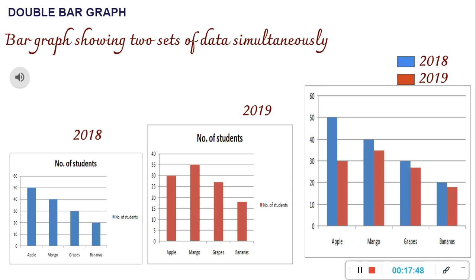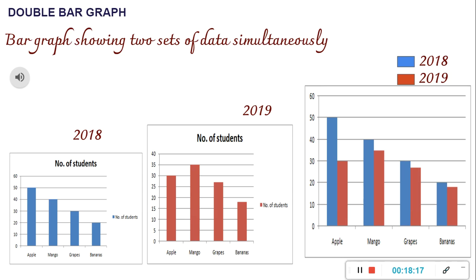The decrease is lesser in mango. The decrease is even very small in grapes. It is also quite small in case of banana, isn't it? But in case of apple, the decrease is maximum. That means the liking for apple has reduced the most in 1 year. So all these kinds of interpretation become easier with a double bar graph. So that is why we are using a double bar graph.